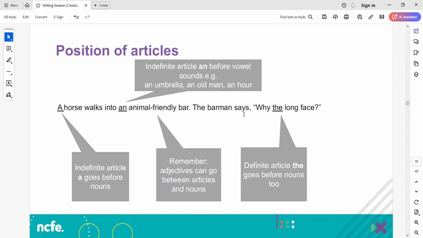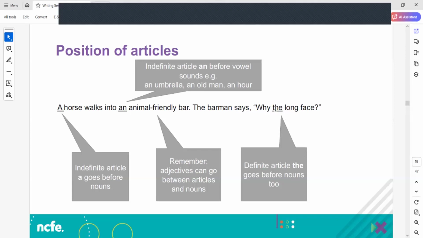The barman says, why the long face? So the definite article, the, goes before the nouns. So he's talking about the horse's face. So he's using the, because it's a definite object or thing that he's talking about. He uses the instead of a. So any questions so far? We'll look at some more.